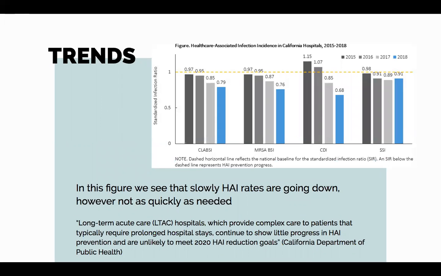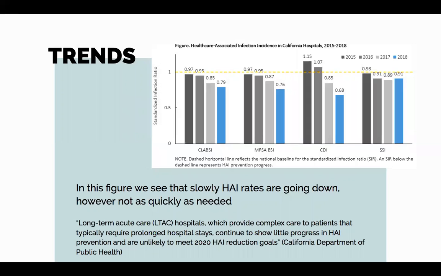This figure shows the incident rate of HAIs in California from 2015 to 2018. As you can see, SSIs continue to be a significant source of infection. The dashed line reflects the national baseline for the standardized infection ratio, also known as an SIR, and then SIR below the line shows HAI prevention progress. However, the line is alarmingly high as it is.